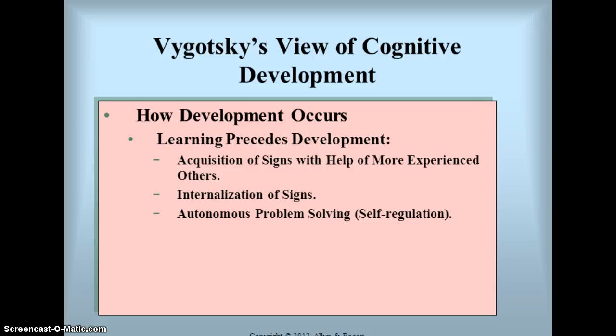This begins Part 2 of Chapter 2, Vygotsky's view of cognitive development. Learning precedes development. Acquisition of signs with help of more experienced others. Internalization of signs and autonomous problem solving or self-regulation.